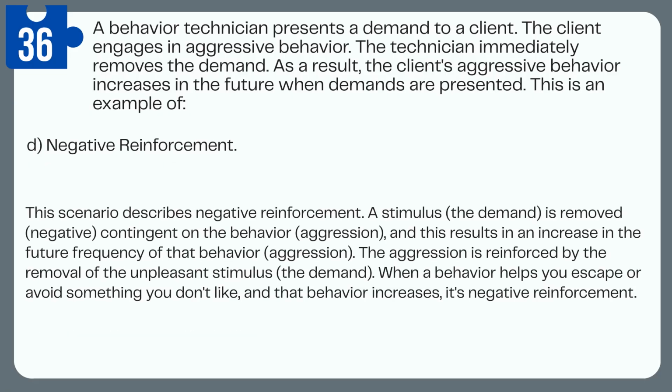Answer: D. Negative reinforcement. This scenario describes negative reinforcement. A stimulus, the demand, is removed, contingent on the behavior, aggression, and this results in an increase in the future frequency of that behavior, aggression. The aggression is reinforced by the removal of the unpleasant stimulus, the demand. When a behavior helps you escape or avoid something you don't like, and that behavior increases, it's negative reinforcement.